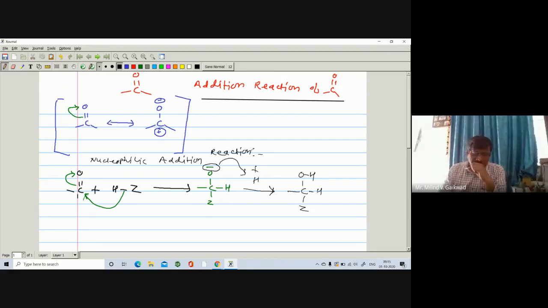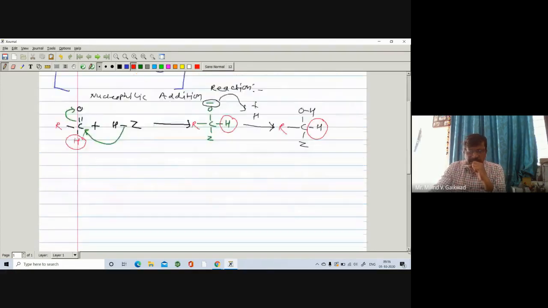So the starting compound is the carbonyl compound, an aldehyde or ketone. We make it general as an example. Suppose here is R, here is the H, and this Z may be a nucleophile, which we'll take in particular later on. So here is R, here is H, here is R, here is H. This R may also be aryl or alkyl. So you can get a number of examples, right?